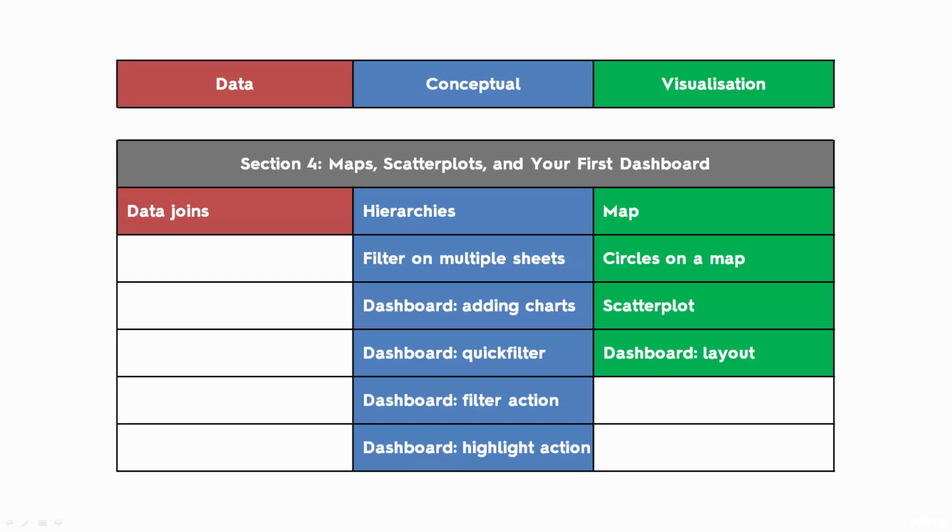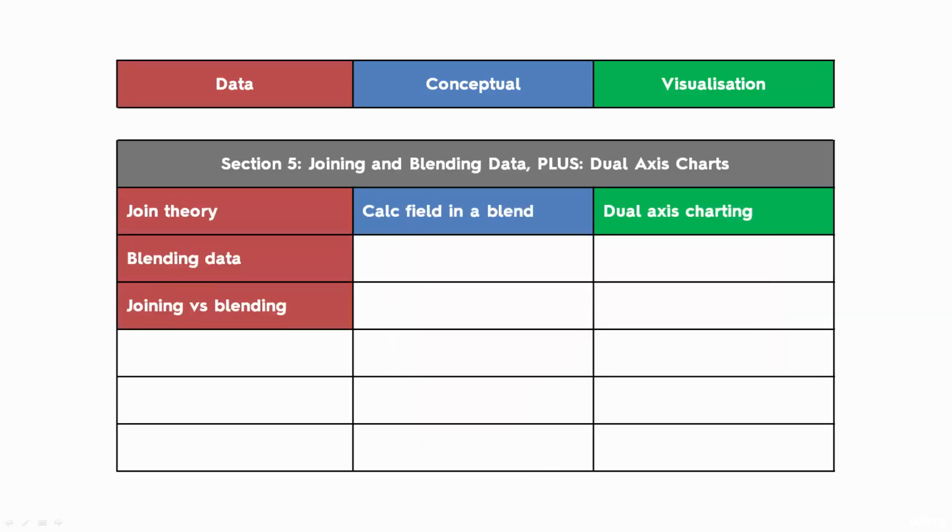And in visualization, we learned how to create a map, we learned how to place circles onto that map, we learned how to create a scatter plot, and we also learned about dashboard layouts, how to add different worksheets to a dashboard, and how to operate where they're located on that dashboard. So that was an interesting section because we've introduced dashboards for the first time. Then we kind of took a step aside and we focused on the data side of things, the data theory. We learned about the join theory, so completely from scratch.